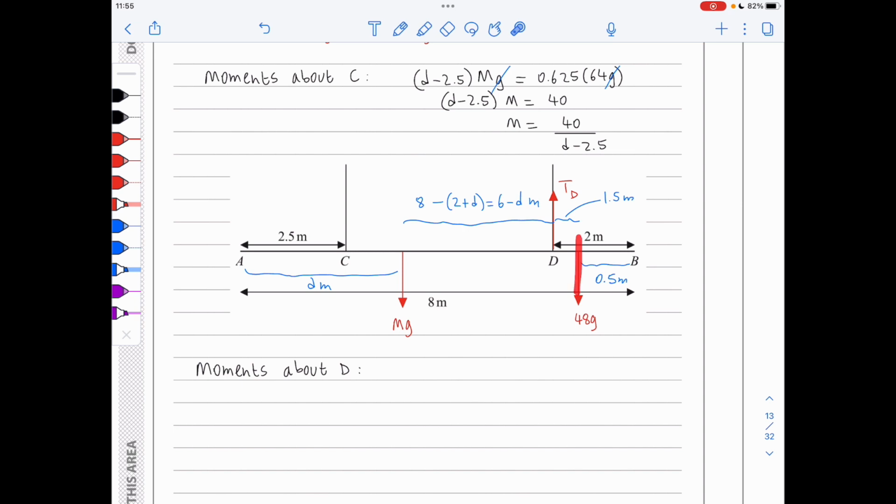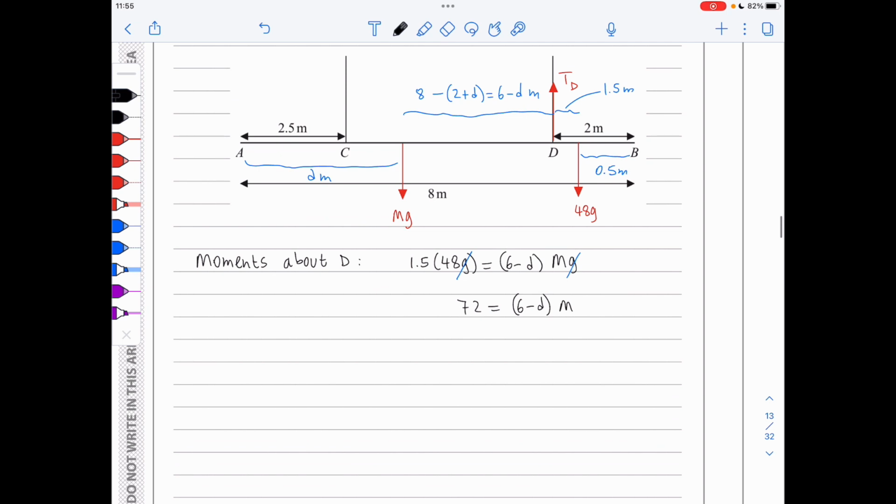We have a clockwise moment because of the 48g acting in a clockwise fashion about D at a distance of 1.5 meters. So this is going to be 1.5 times 48g, and this is equal to the anti-clockwise moment due to capital Mg, which is acting at a distance of 6 minus d meters. So this is 6 minus d times Mg. Once more, the g's will cancel out. 1.5 times 48 is 72, and this is equal to 6 minus d times capital M.